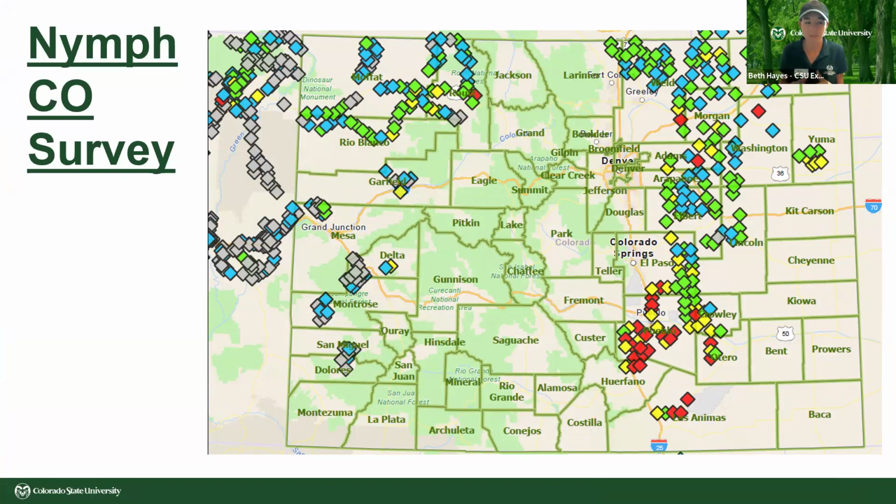So remember, nymphs are the ones that can't fly. They do not have fully developed wings. And again, on this map, same concept. The darker the color, the worse we are. So on this one, as you can see, Pueblo got hit hard with nymphs, our adult ones.